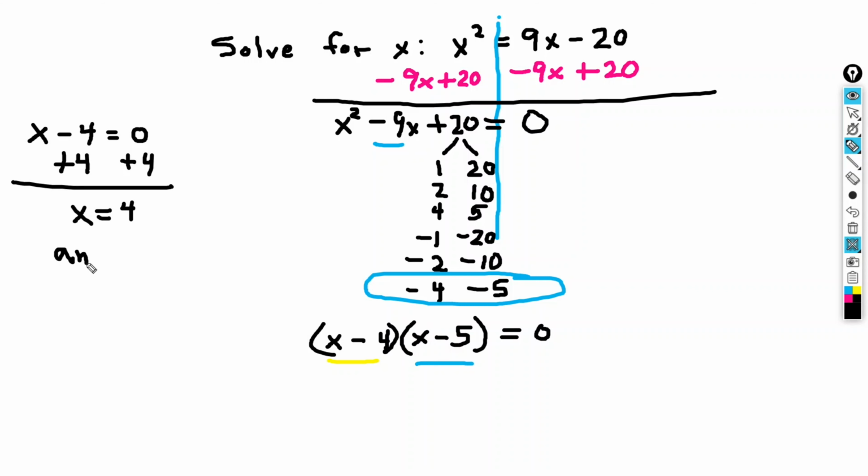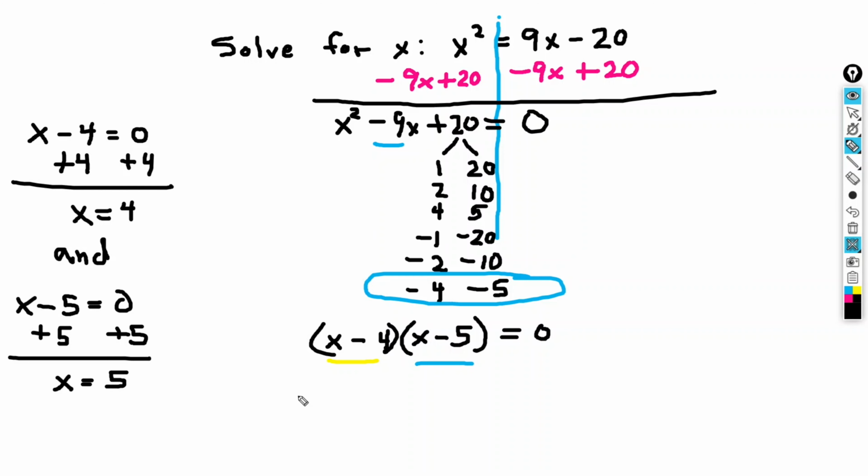And we have x minus 5 equals 0. So we're going to add 5 to both sides. And we'll get x equals 5. So our two solutions are x equals 4 and x equals 5.